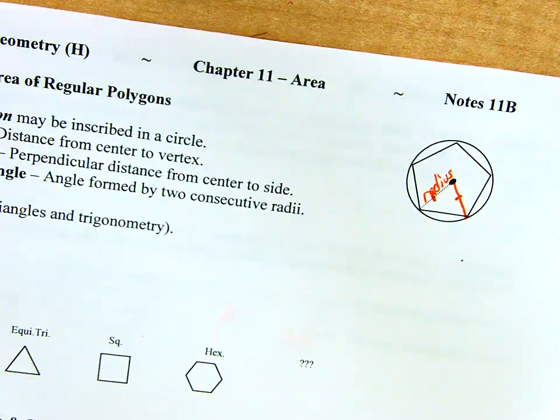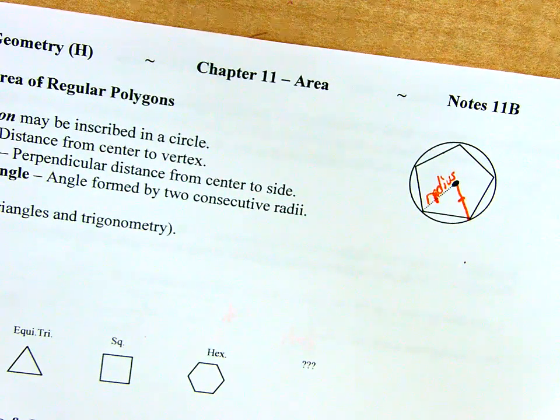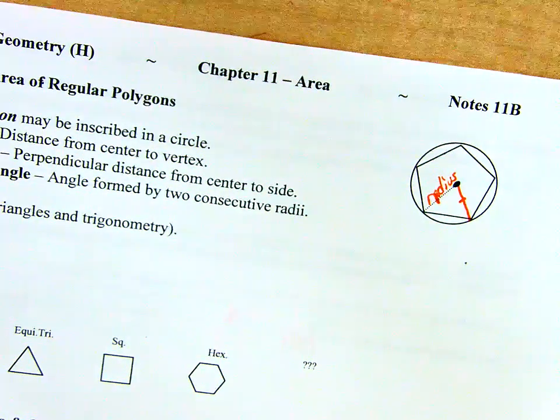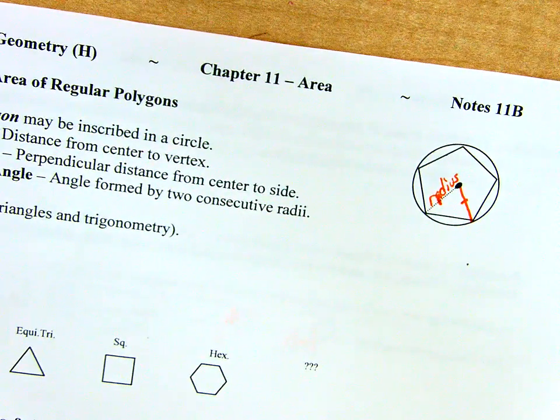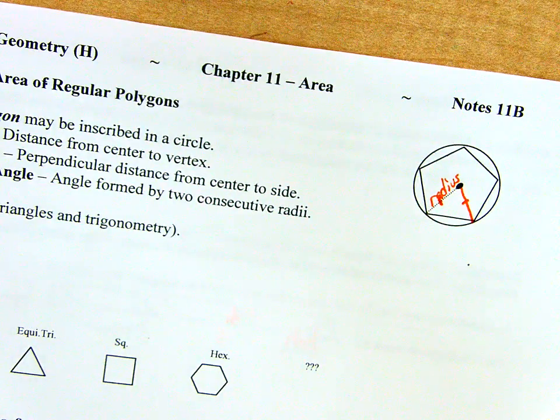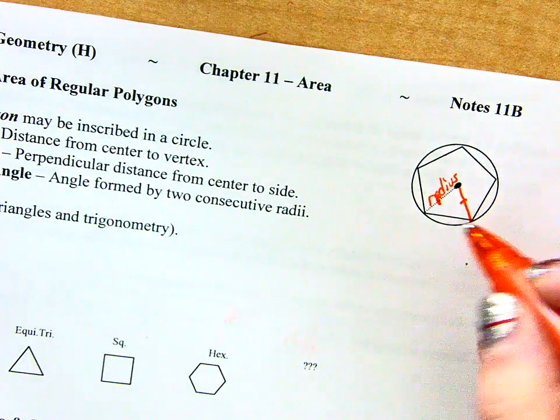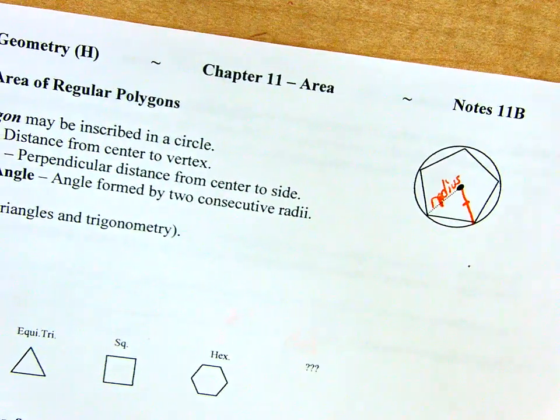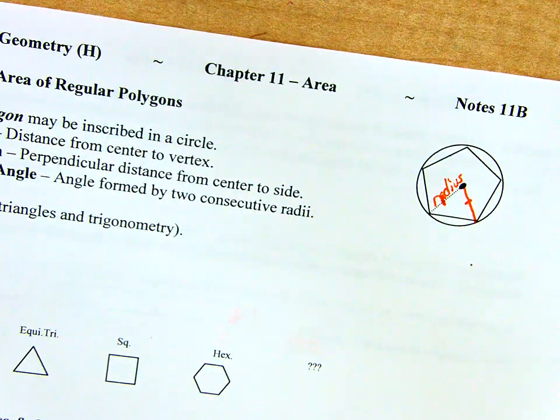Okay, now we have a new vocab word: apothem. I say apothem. Some people say apothem. I don't even know who's right. I say apothem. So, the apothem.